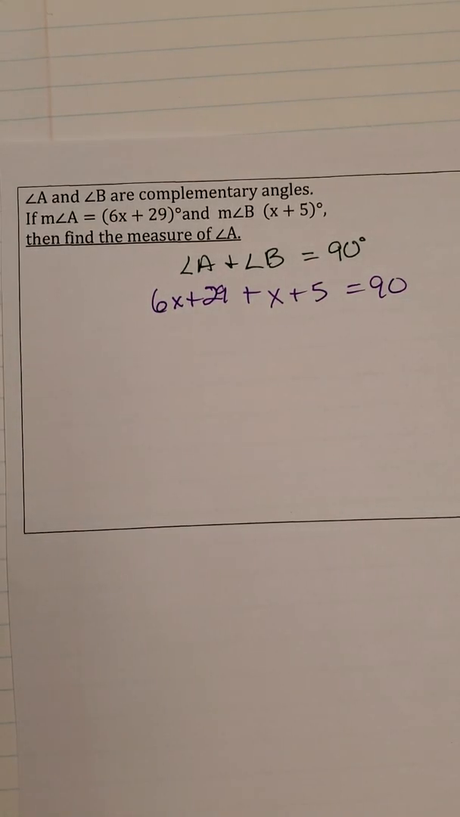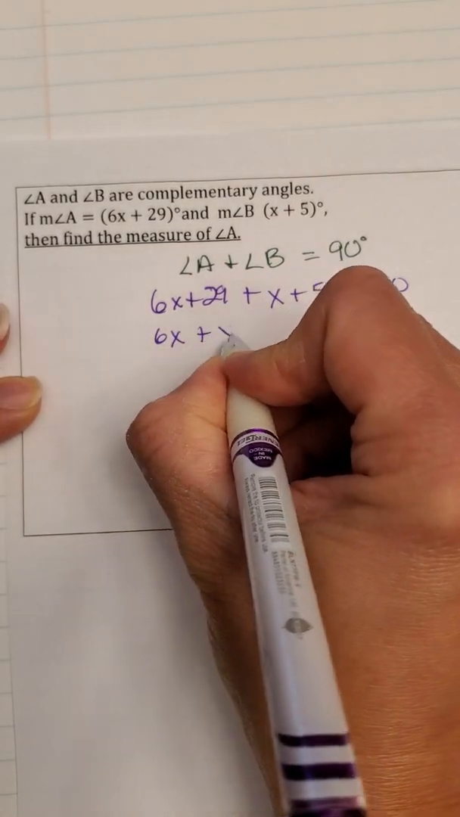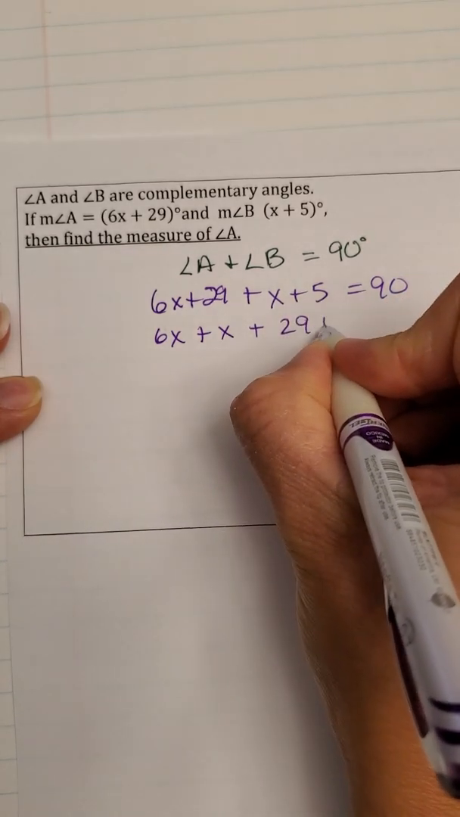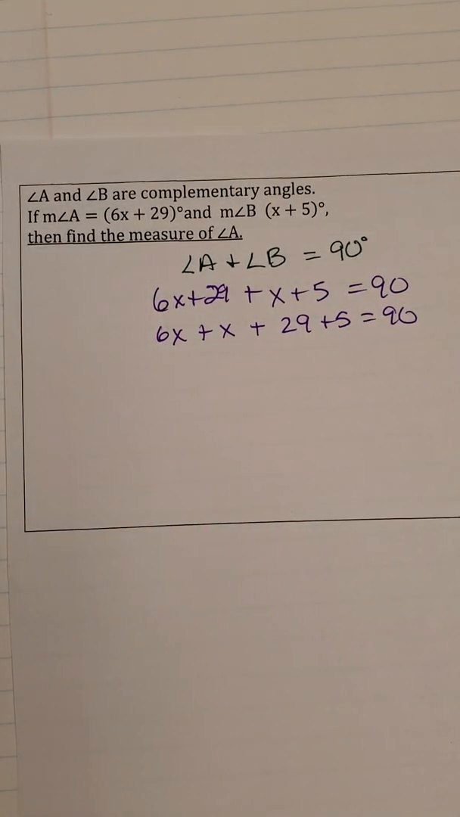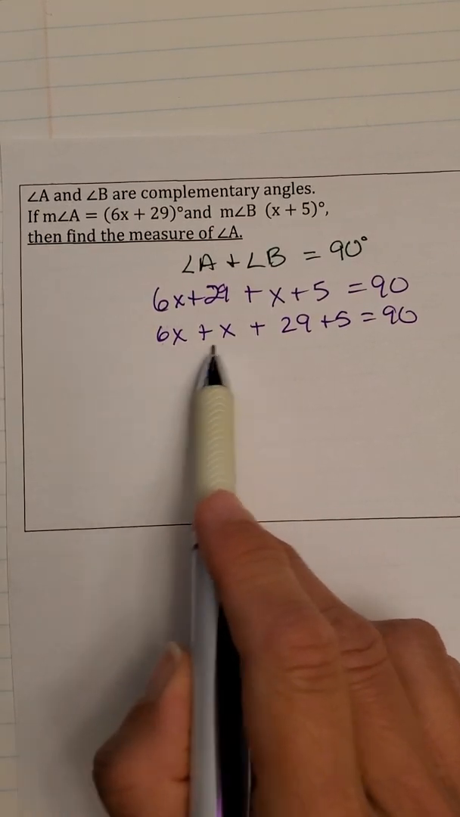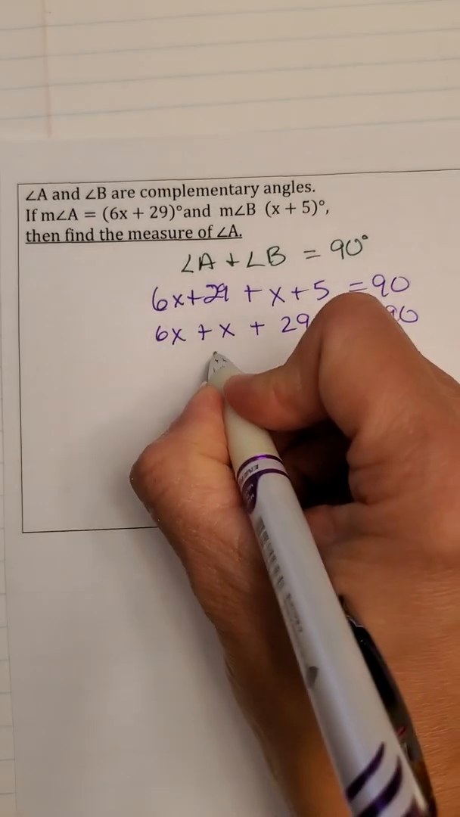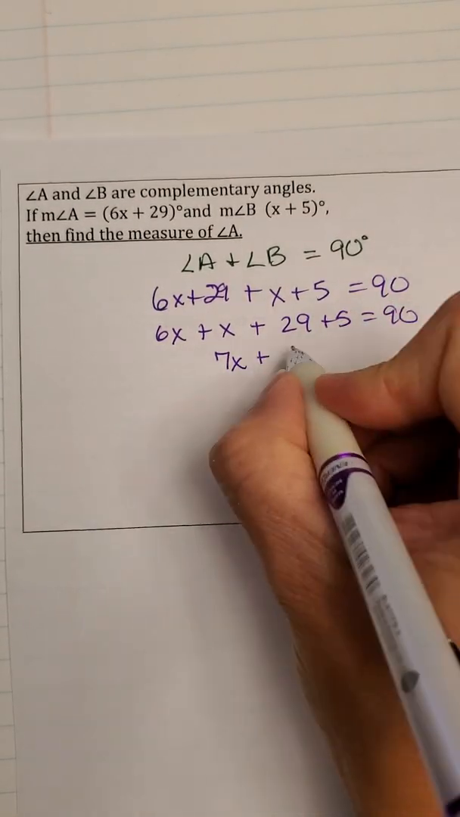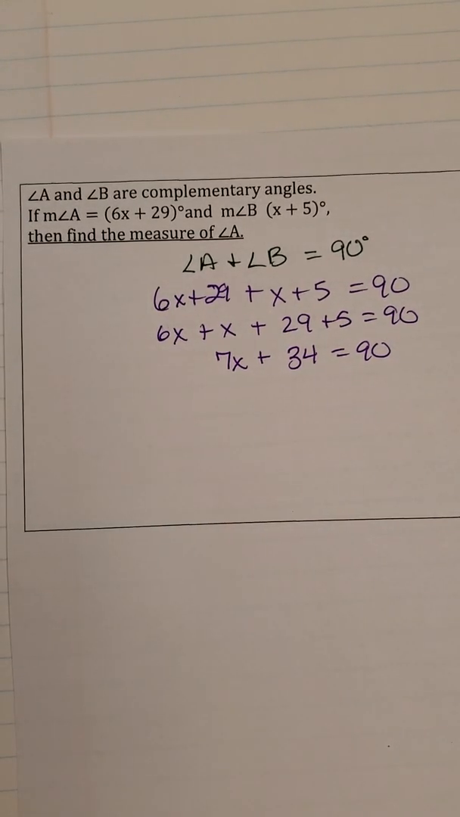So I'm going to have to combine like terms. 6x plus, some people go like this. You might find it easier to do this. So I'll just rewrite it and show you. You don't have to do this, but some people like to put the like terms together, so it's easier for them to combine. 6x plus 1x, because remember, if there's no coefficient there, it's a 1, is 7x. And 29 plus 5 is 34. Now we subtract 34 from both sides.